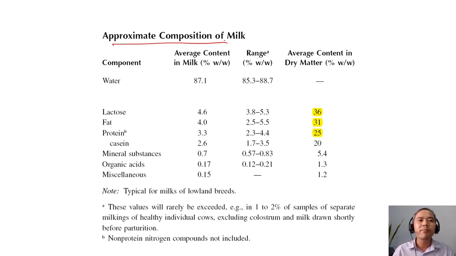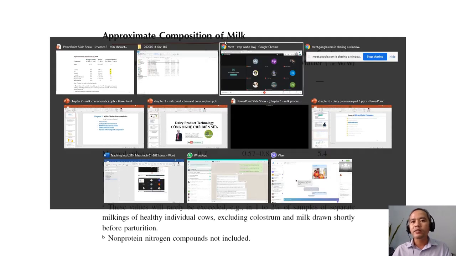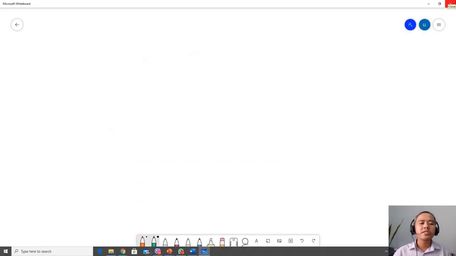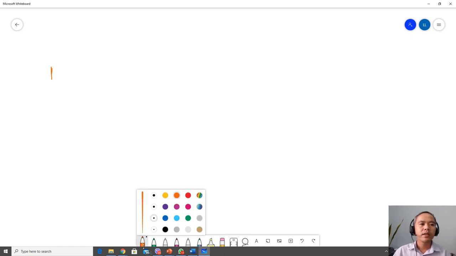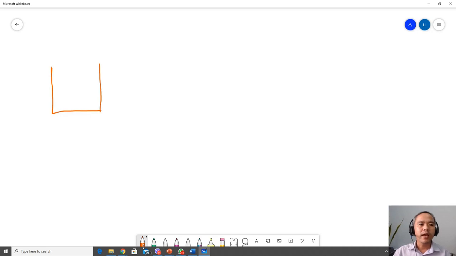Good. Now we look at the table which gives us what? The approximate composition of milk. Okay, because you asked a little bit about the emulsion, I will explain more in detail here. Just wait a bit. So I will explain a little bit about emulsion here, so you will be reviewed. This is the basic knowledge of physical chemistry. You can do an experiment like this at home. You take a cup and you put water into the cup.